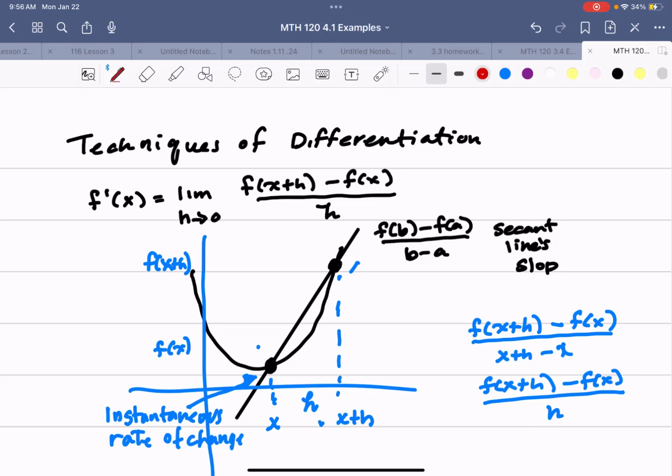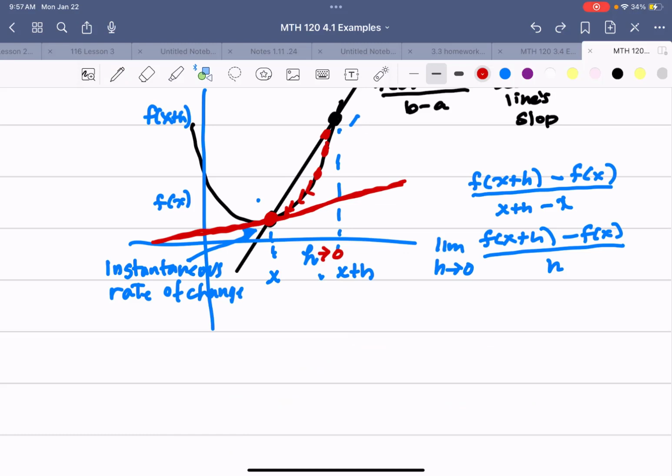But if we move this first point back this way, in other words, we let h go to 0, and we take the limit as h goes to 0 of that difference quotient, we will end up with the slope of the tangent line eventually. Okay, so once h is at 0, these two points are really residing at exactly the same place. So that's the instantaneous rate of change. So at this point, to find the slope of the tangent, or the instantaneous rate of change, this limit has been the only way we've been able to do that.